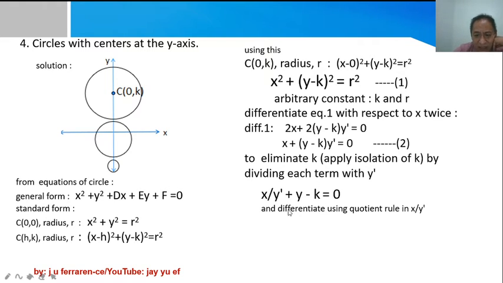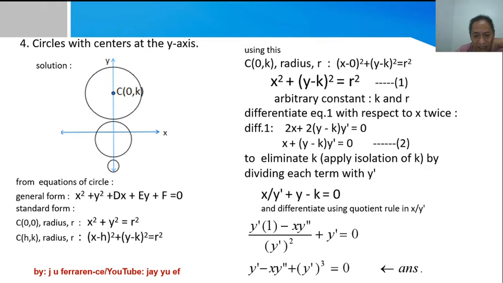So, differentiate using a quotient rule for the first term and apply the appropriate formula for the second and the third term. Quotient rule is applied in the first term and this is the result. Square of the denominator. Then, we have the denominator times the derivative of the numerator, minus x times the derivative of the denominator. Y prime now becomes y double prime. Y becomes y prime and k is out. That is becoming 0 when differentiation is applied.